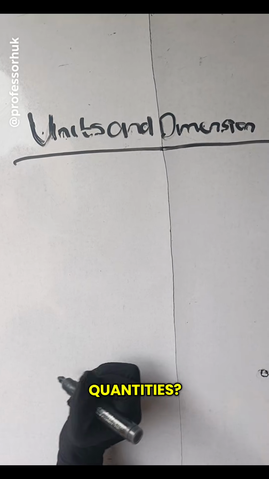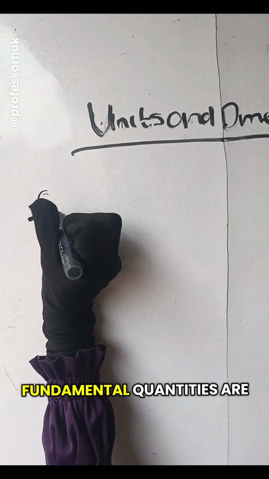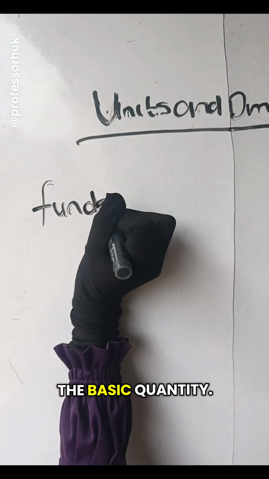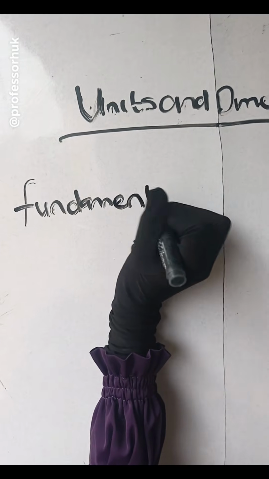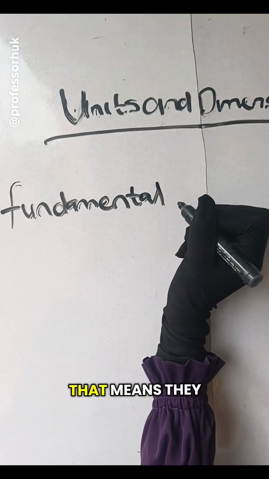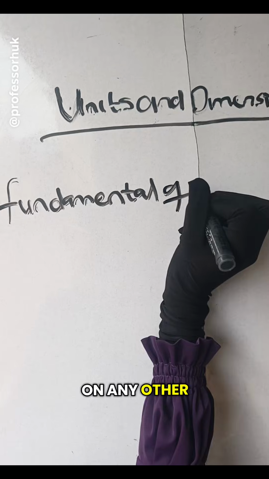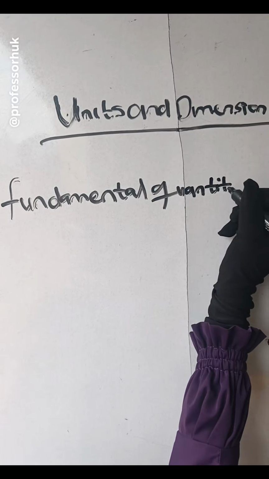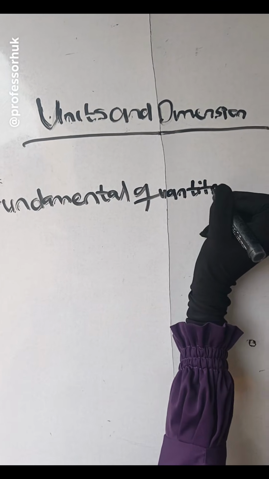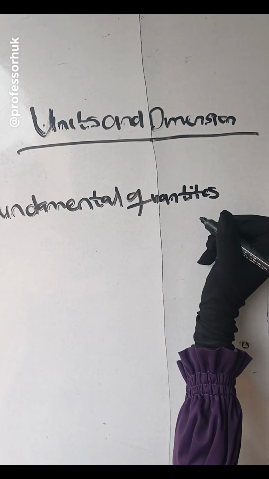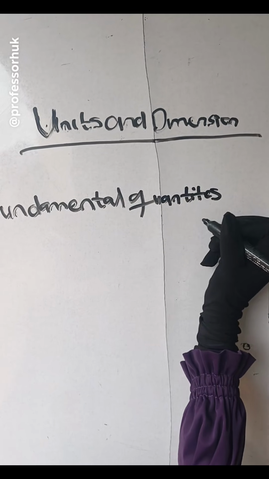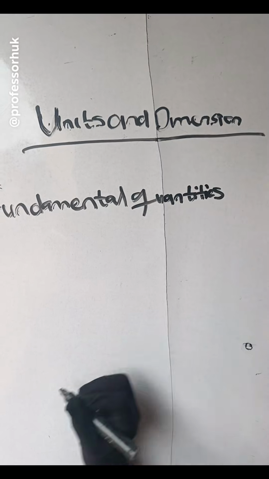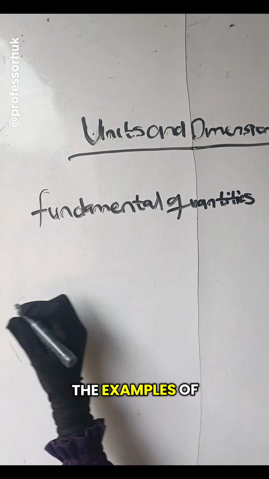What are fundamental quantities? Fundamental quantities are the basic quantities. What do we mean by basic quantity? That means they do not depend on any other quantity. They can function on their own without depending on any other quantity. So these are the examples of fundamental quantities.